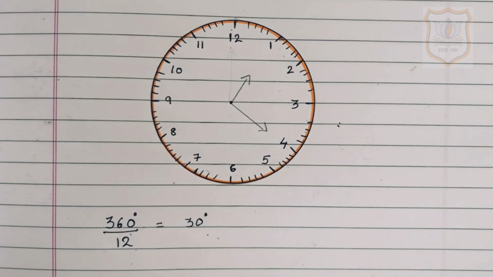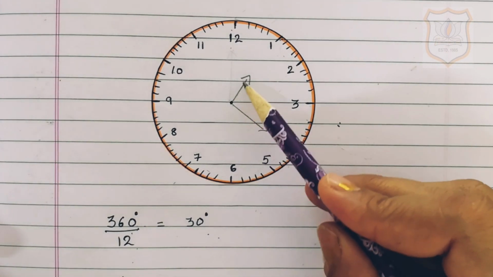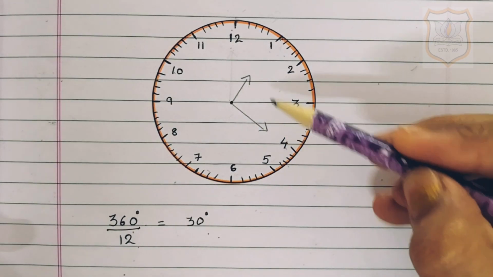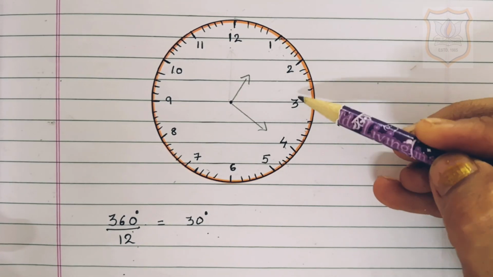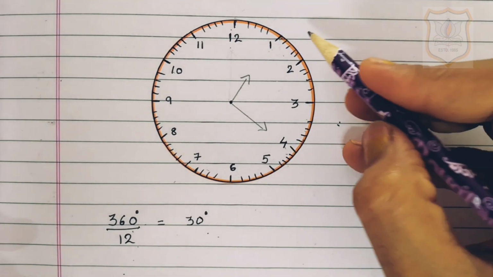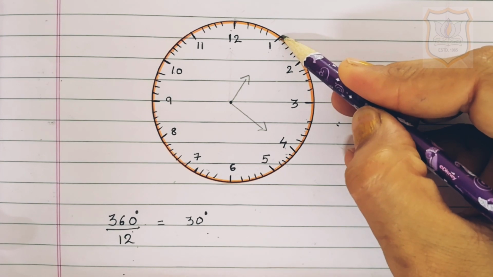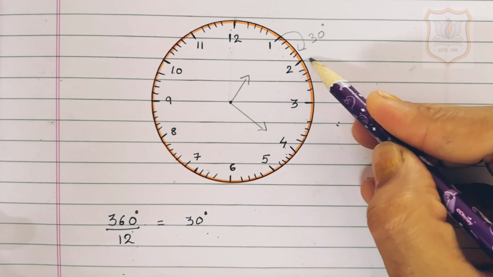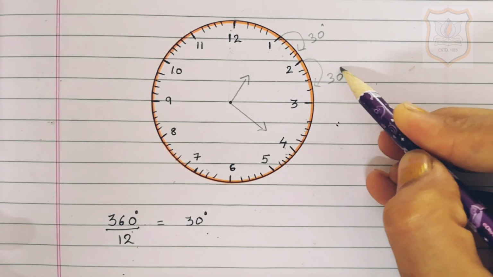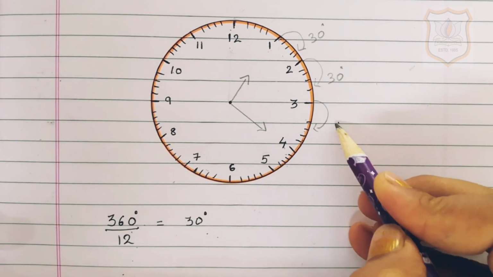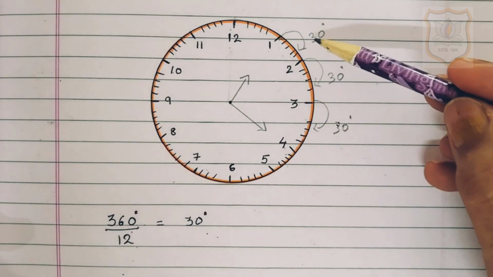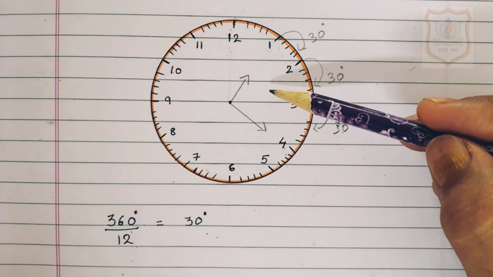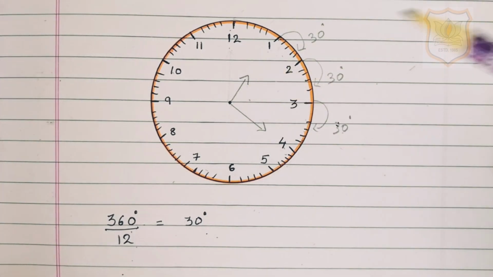Now students, next example. Here you can see the one hand of the clock is at 1 and the other is at 4. So the hand of the clock moves from 1 to 2, 2 to 3 and 3 to 4. If the hand of the clock moves from 1 to 2, then 30 degree rotation is done, and then from 2 to 3 again 30 degree rotation, and then from 3 to 4 again 30 degree rotation. So 30 plus 30 plus 30 is 90. So the type of angle formed between the hands of the clock is right angle.